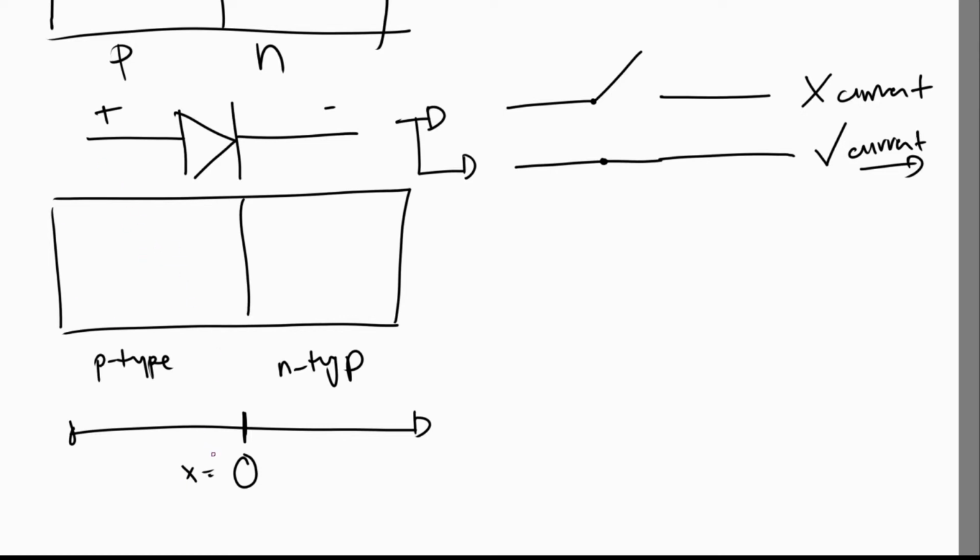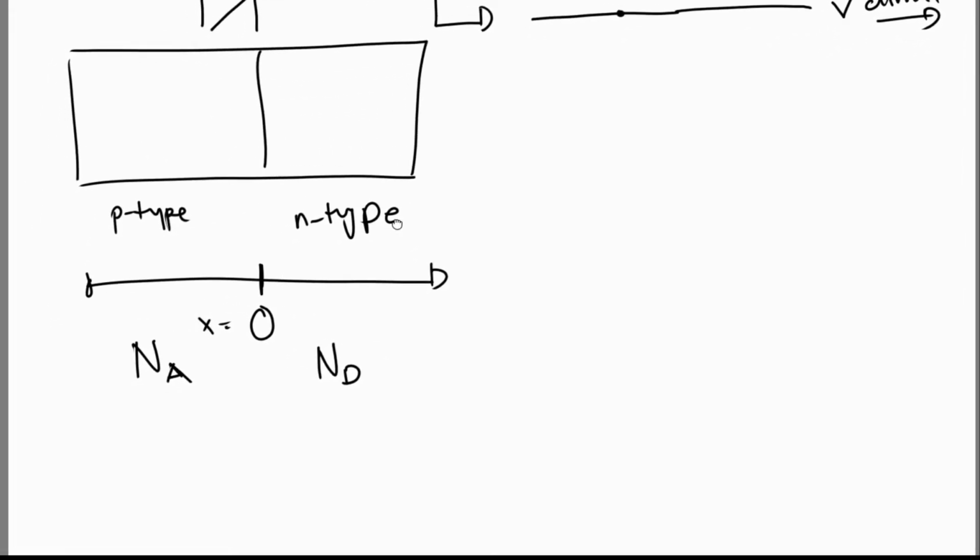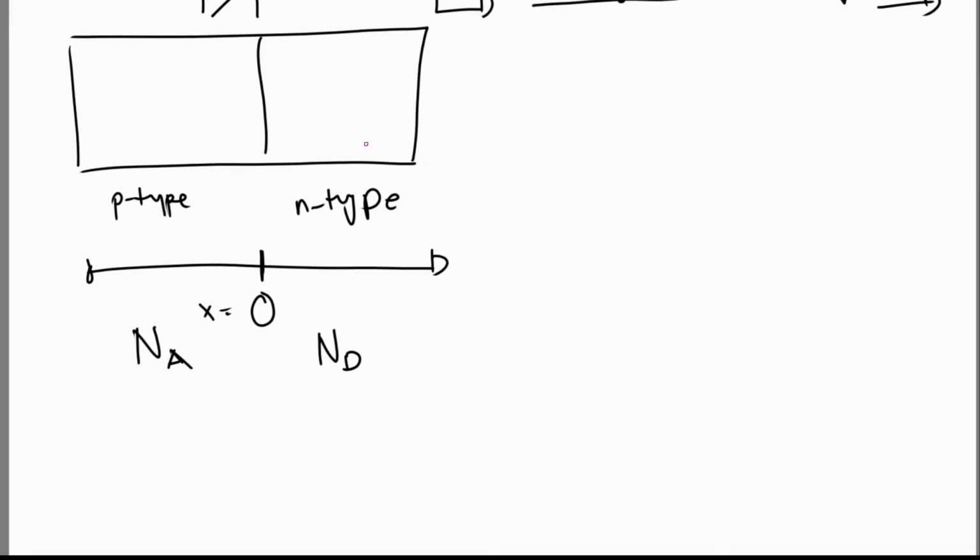Your P-type region is at X less than 0 with a concentration of acceptors Na. Meanwhile, our N-type region is at X greater than 0 with donor concentration Nd. We will also assume that this PN junction is a homojunction, or the P-type and N-type regions are of the same material.